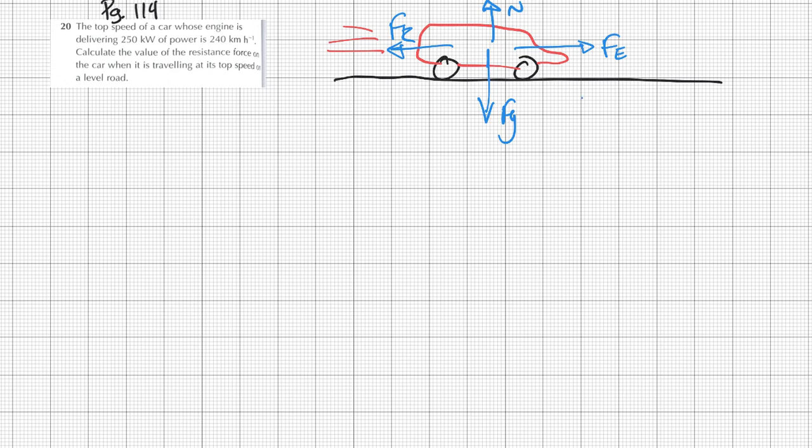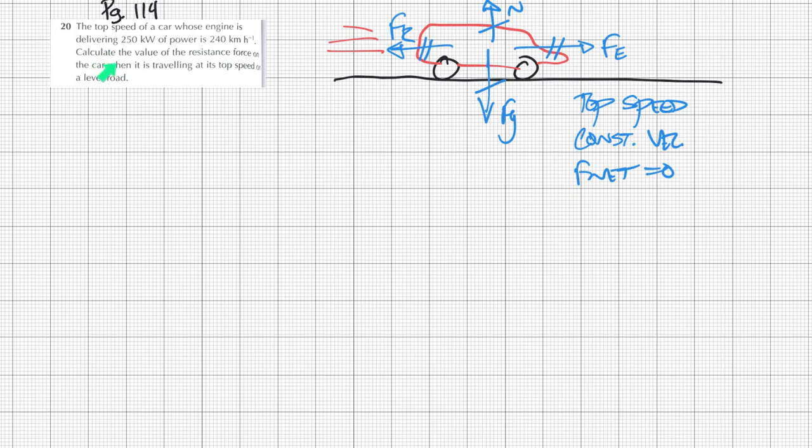Now, if it's at its top speed, what that means is that it's not going to be going any faster, so that would mean that we have a constant velocity, and that would tell me then that the net force is going to equal 0. So the force of gravity and my normal force would be the same, as well as the engine and my resistive force are also going to be the same. Not all four of them the same as each other, but my x values are the same and my y values would then be the same.